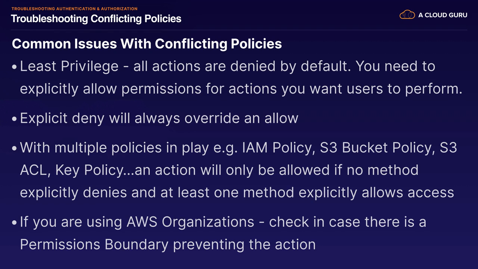And you should already know that an explicit deny will always override an allow. And with multiple policies in play, for example, identity access management policies, S3 bucket policies, access control lists, key policies, etc., an action is only going to be allowed if no method explicitly denies and at least one method explicitly allows access. And finally, if you're using AWS Organizations, do check in case there is a permissions boundary preventing the action.